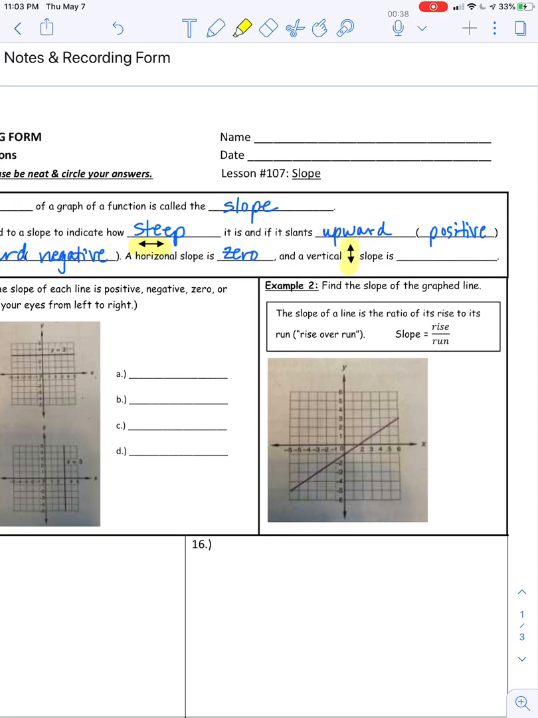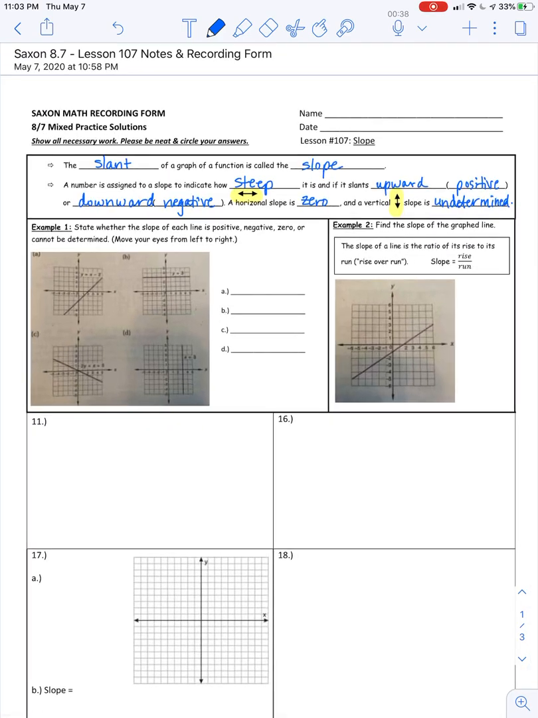And a vertical slope is actually considered undetermined. We don't know the numerical value of that. Undetermined. Okay? It's not 0 because it's not laying flat. It is standing up, but it is an undetermined slope, so just keep that in mind.